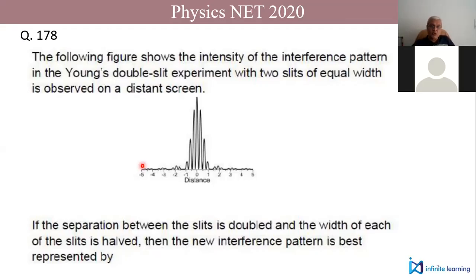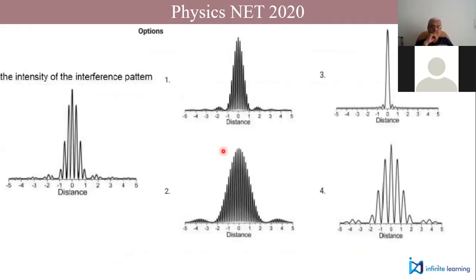And this central bunch will become broader, because we are reducing the slit width. Now you see the options given to you. Your original intensity pattern is on the left, right? And you have to choose one of the 4 options. Now you decide which one of the 4 will be the correct one.